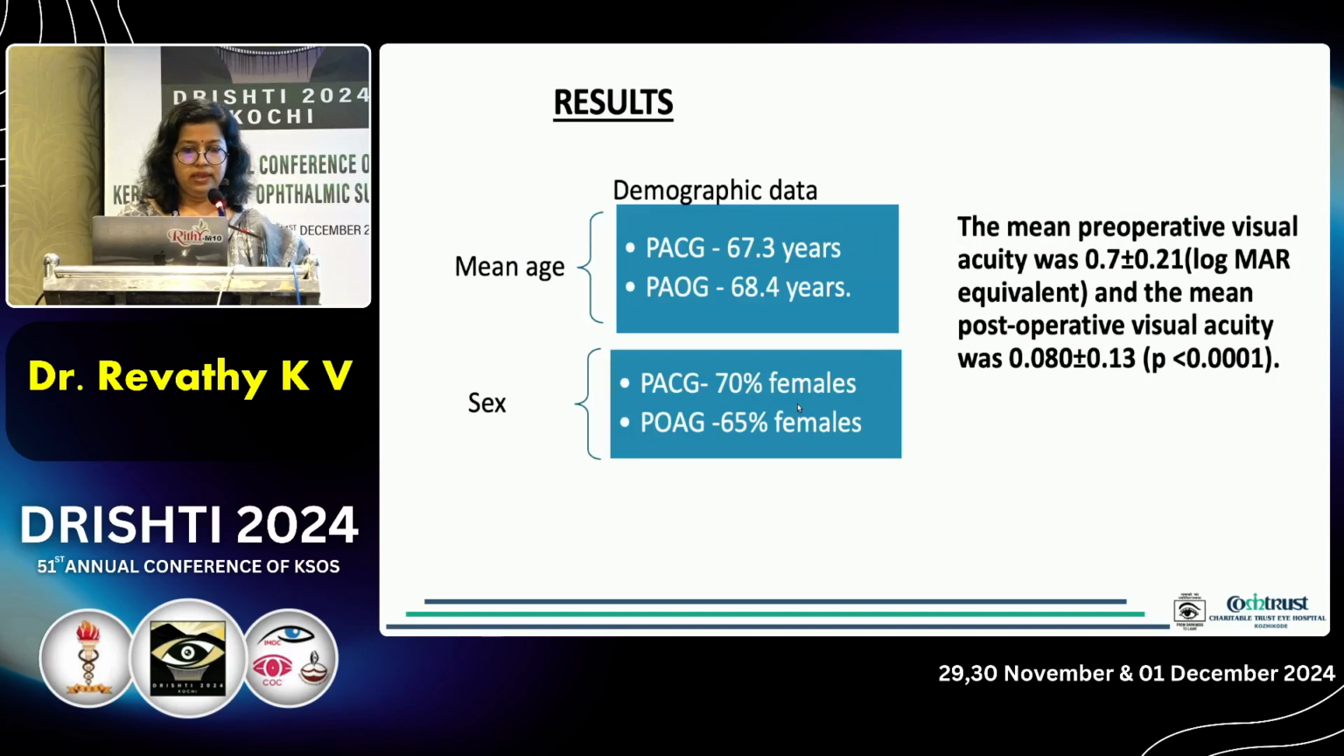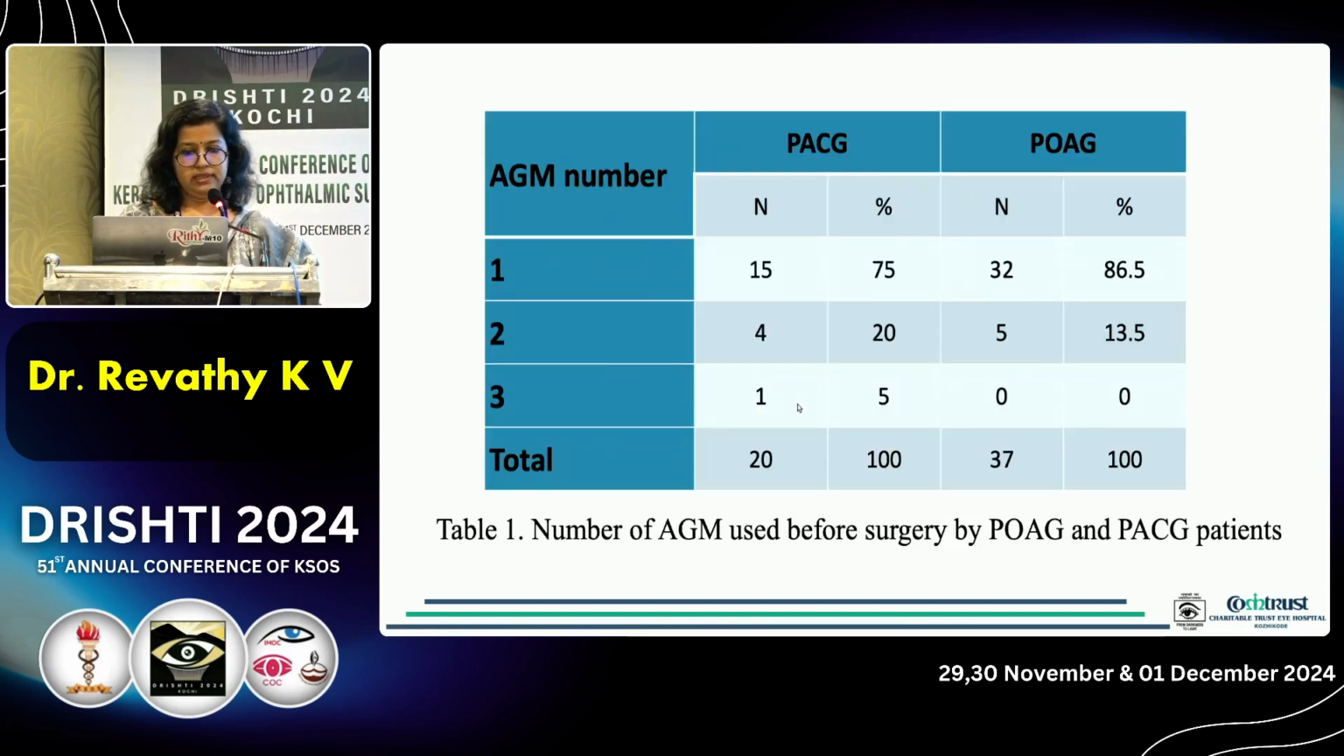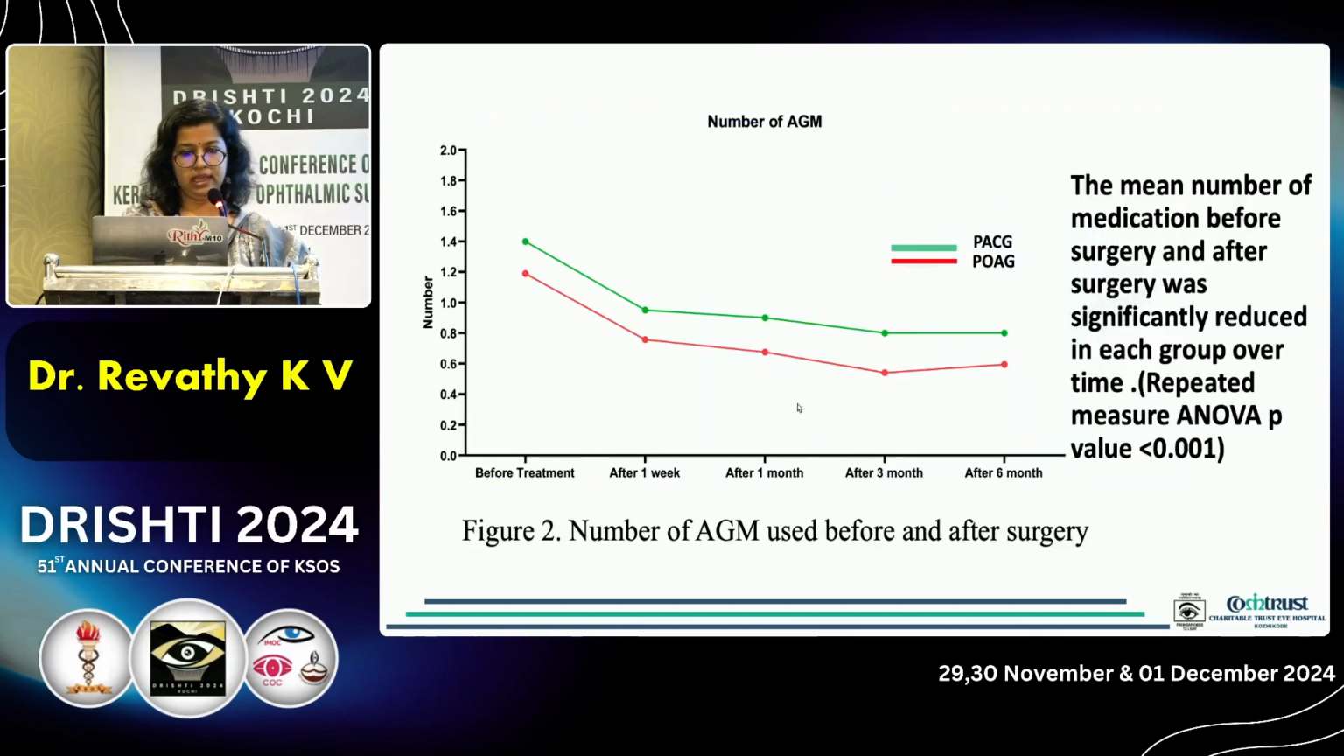The results showed that in the PACG group the mean age was 67.3 and 70% were females. In the POAG group, 68 was the mean age and 65% were female. Mean preoperative visual acuity was 0.7, which improved to 0.08. A majority of the patients in the PACG and POAG groups had mild glaucoma. 75% in the PACG group and 86.5% in the POAG group had at least one AGM. The most common AGM was prostaglandin analog followed by beta blockers.